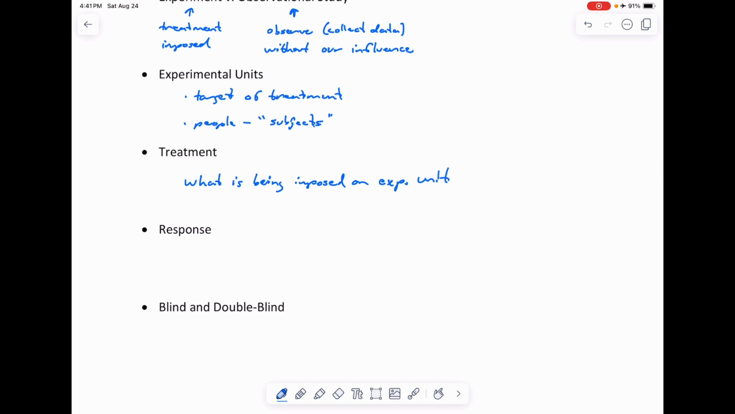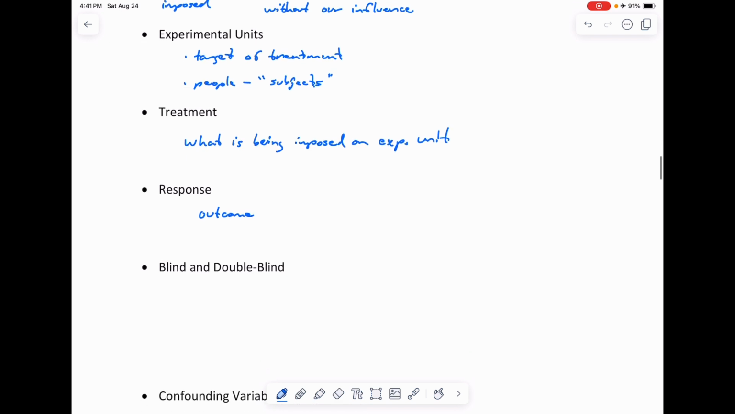The response is simply the outcome. Do we see a difference or not? Do we see a change or not?